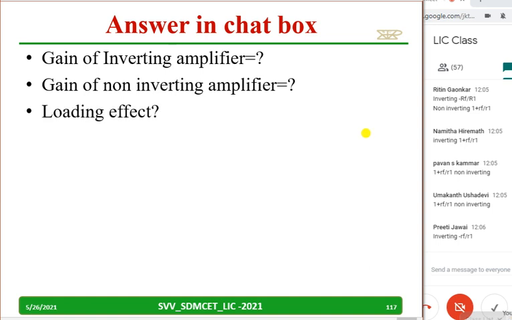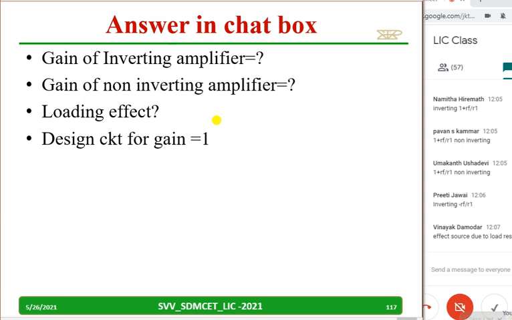Let me go to the next. What do you mean by loading effect? Somebody can type in the chat box whatever you understood. One, two, three words, not an explanation in depth. What do you mean by loading effect? One line you can type, and let me ask another question. Vinayak Damodar: effect on the source due to load resistor. Okay, something else, very good. Vinayak, something you have written is always better than nothing. Let me wait for others to type.